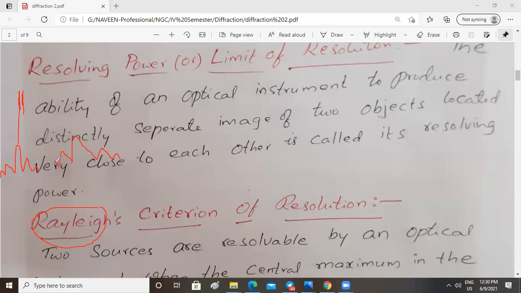For an instrument to see these two lines as separate, Rayleigh said it is a minimum requirement that the principal maxima of one object must fall on the first minima of the second object. This is the minimum condition.